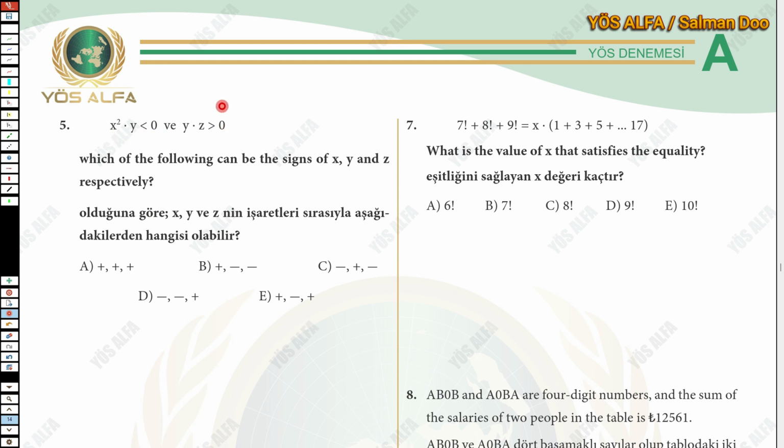5. The two expressions are given. Which of the following can be the signs of x, y, and z? X squared is a positive term, so y has to be negative. If y is negative, to have a positive, z must be negative too. So we cannot say anything for sure about x, but we know for sure that y and z are negative. Y and z are negative here. So this is the only condition with y and z negative. So the answer is B.